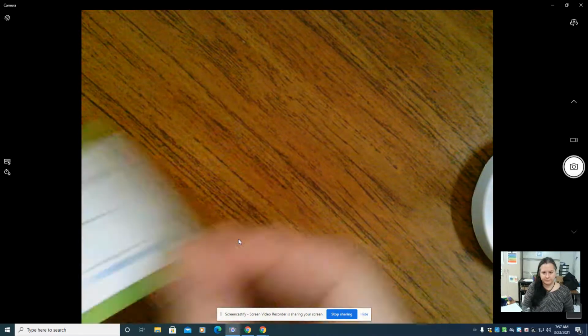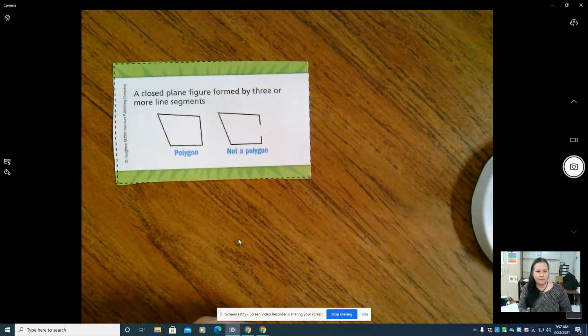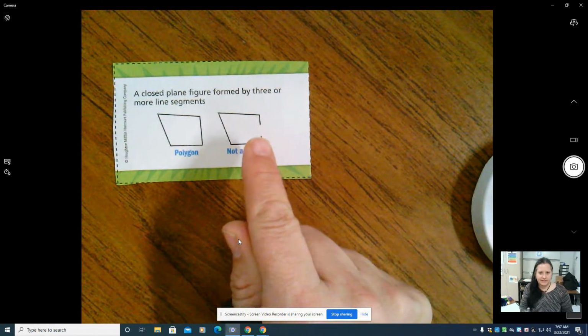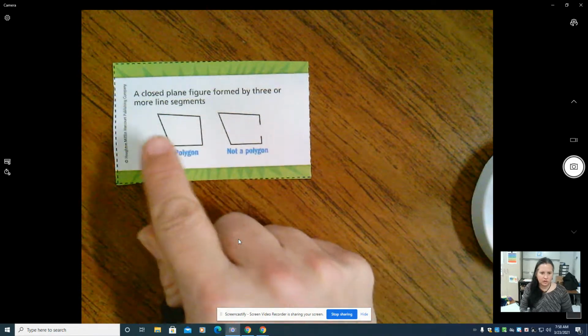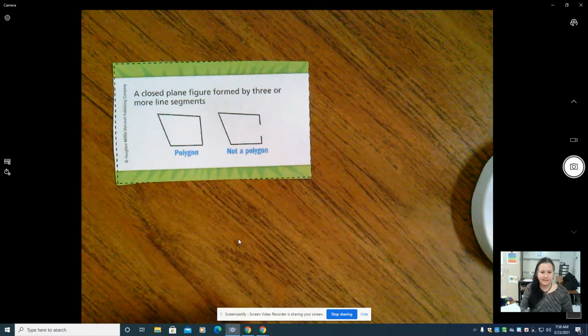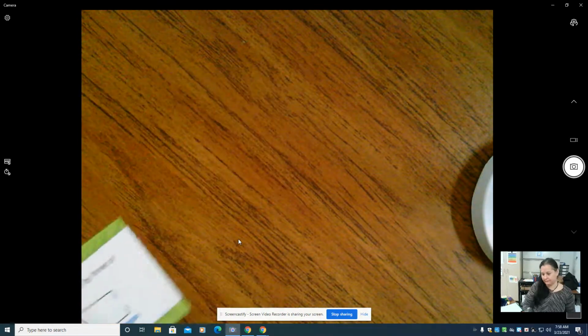Polygon. A closed plane figure formed by three or more line segments. So the difference between a polygon and not a polygon is that if it is a closed figure and all the lines connect and they are straight lines, that makes it a polygon. If it does not connect, that is not a polygon.